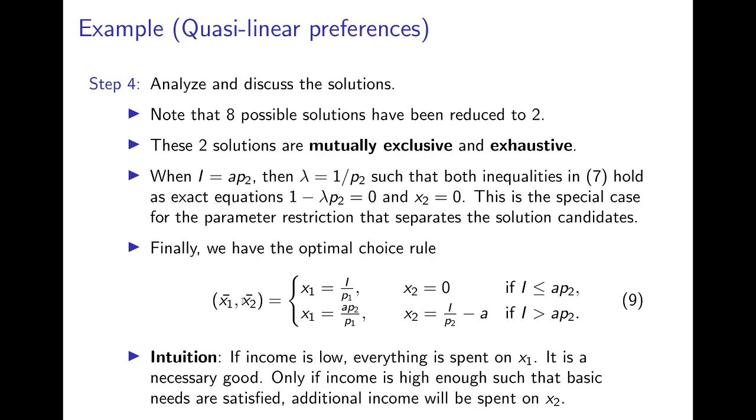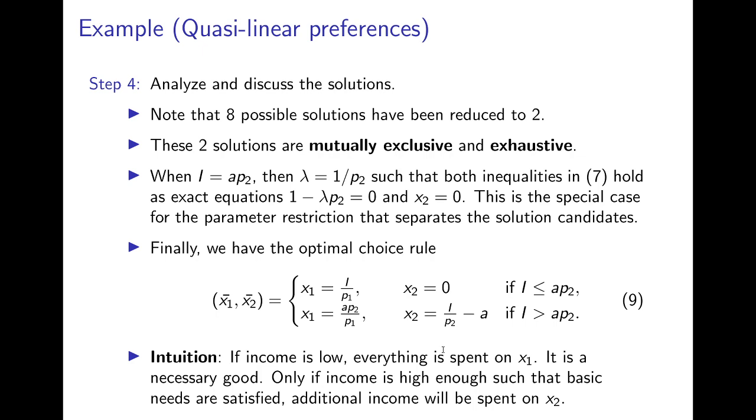So we can split up the solution or the optimal choice x1 bar and x2 bar. The vector would be as we had it previously. So if income is low, below a times p2, and also if it's equal, then we would put all of consumption into good 1, all of income, and we would not consume anything of good 2. And if income is higher than a times p2, then we would consume both goods, and we would have the demand functions that we've derived on the previous slide, basically.